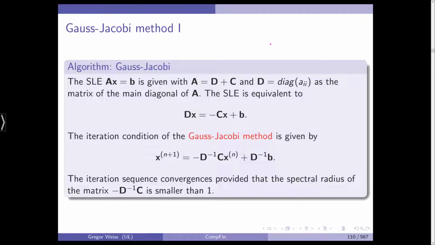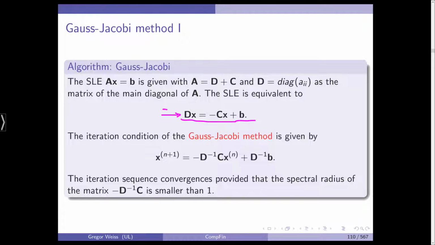Let's start with Gauss-Jacobi. The system of linear equations is given by A times x equals b, and we write A as D plus C, D being a diagonal matrix. So we split up A, the coefficient matrix, into the main diagonal and the remainder. So that's D and C. Thus, we can write the system of linear equations, it's equivalent to D times x equals minus C times x plus b. And thus the iteration condition for the Gauss-Jacobi method is given by multiplying with the inverse of D from the left.